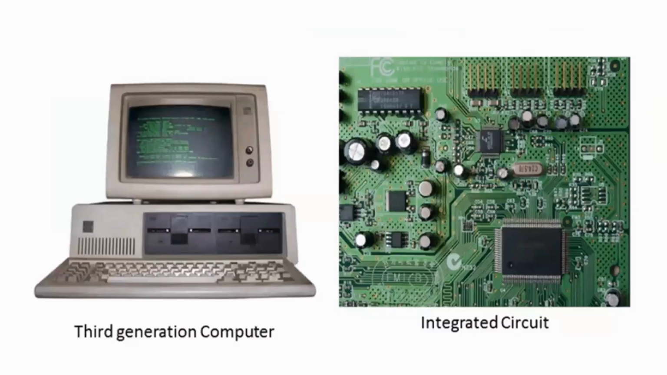Now came the third generation computer. In place of transistors, it used the integrated circuit. With the integrated circuit, the size of the computers became comparatively smaller and more reliable. They were miniaturized and placed on silicon chips called semiconductors. So obviously the speed and the efficiency of the computer started increasing.